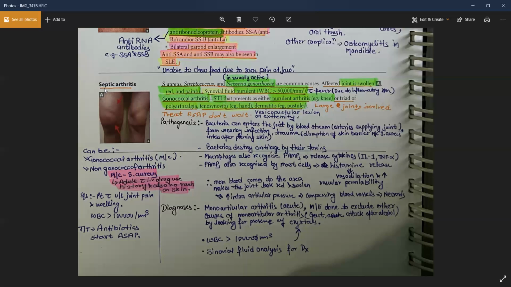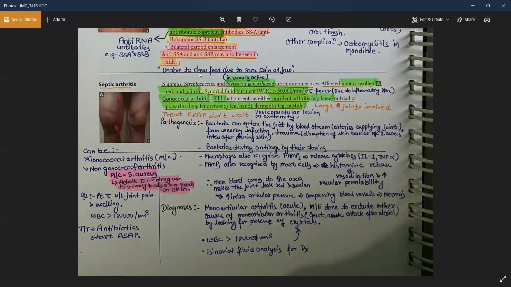So give the antibiotics first, and then check the ESR and the joint aspirate: whether the joint aspirate is very much purulent or not, whether the WBC count is more than 50,000 or not, whether bacteria are seen in the joint space or not. So first give the antibiotics, then do these tests. Okay, got it. Thank you.